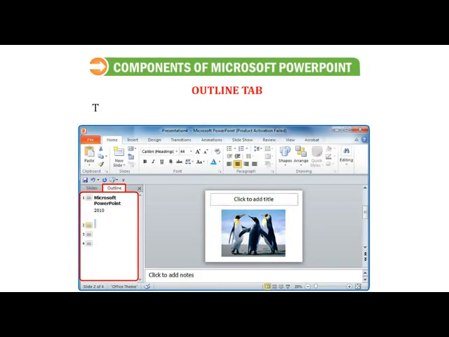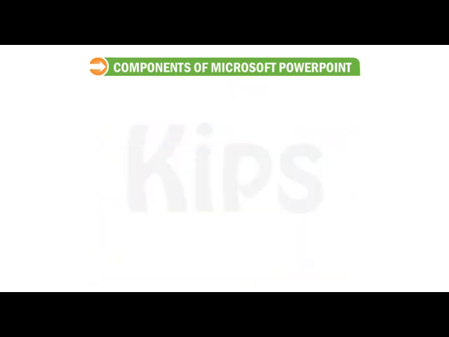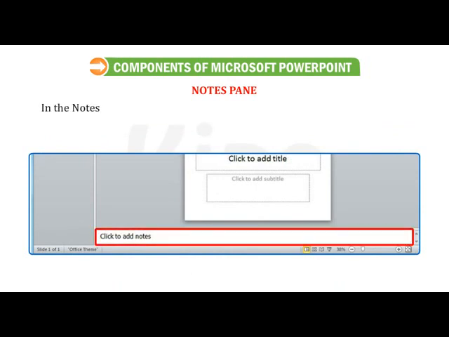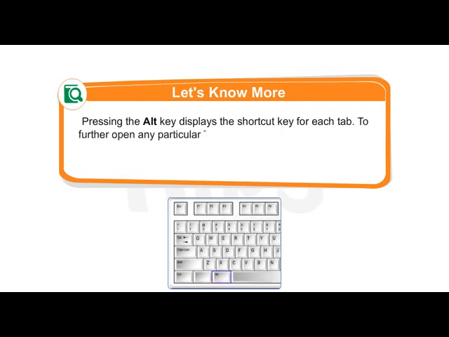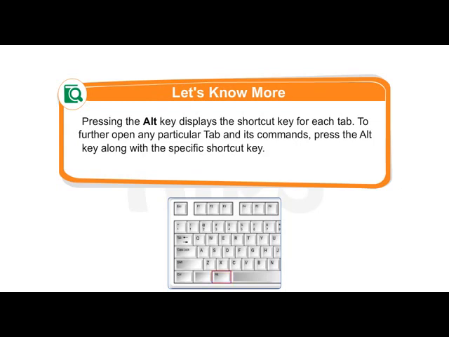Outline tab. The Outline tab displays the text content of each slide. You can edit your text directly in the Outline view. Notes pane. In the Notes pane, you can type your personal notes about the current slide. Students note that pressing the Alt key displays the shortcut key for each tab. To further open any particular tab and its commands, press the Alt key along with the specific shortcut key. For example, Alt plus H key combination opens the Home tab.